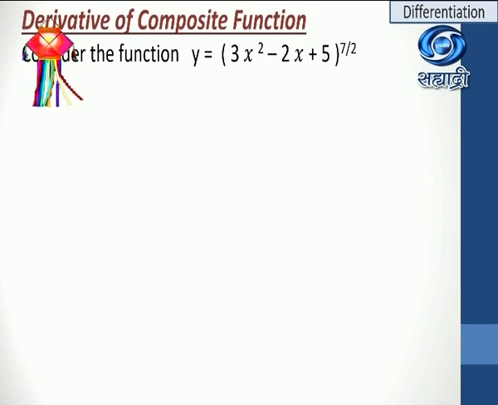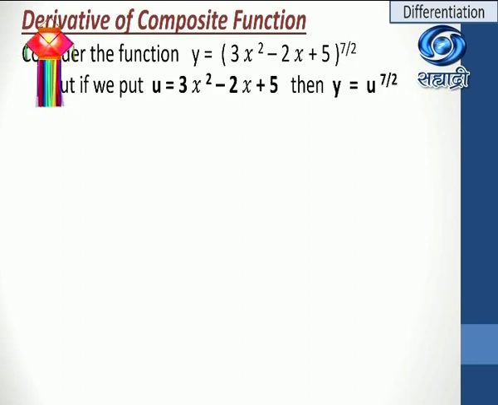Consider the function y equals (3x² − 2x + 5)^(7/2). Here, y is not a standard function. Also, y cannot be expressed as an addition, subtraction, product or quotient of two or more functions. But if you put u equals 3x² − 2x + 5, then y equals u^(7/2). This means y becomes a standard function of u.